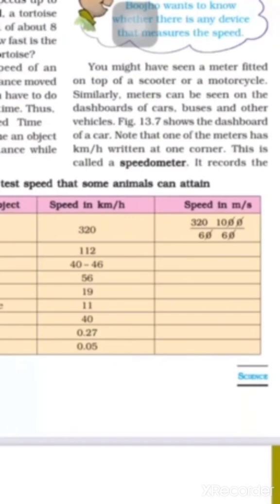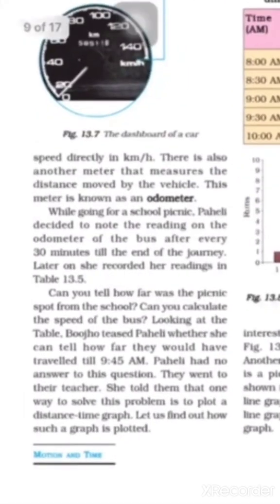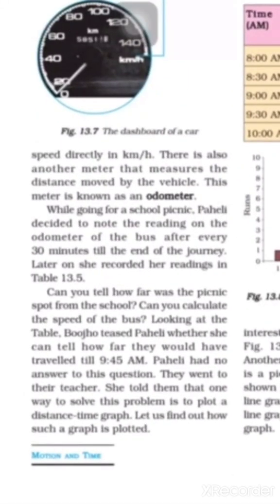Name of object and speed in km per hour. Falcon, 320 km per hour. Cheetah, 112 km per hour. Bluefish, 40 to 46 km per hour. Rabbit, 56 km per hour. Squirrel, 90 km per hour. Domestic mouse, 11 km per hour. Human, 40 km per hour. Giant tortoise, 0.27 km per hour, and snail, 0.05 km per hour.